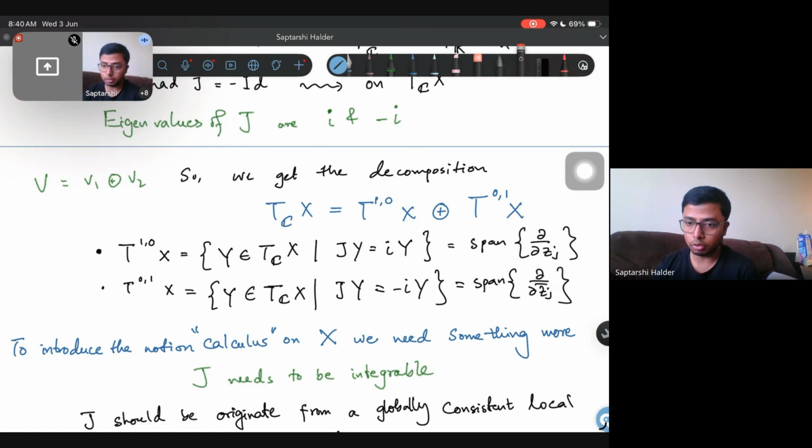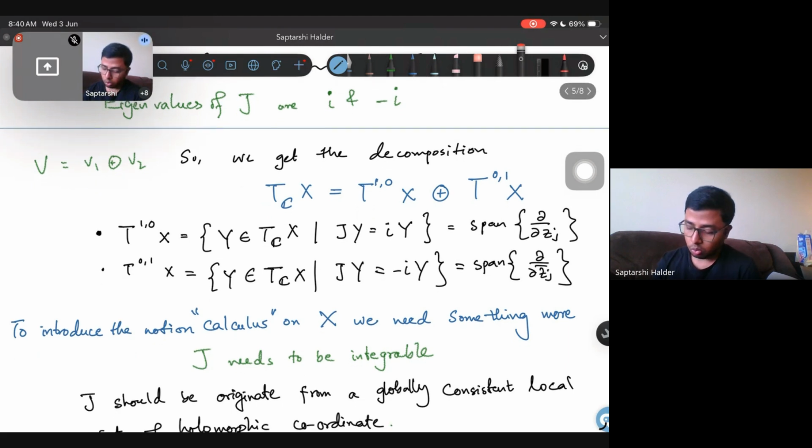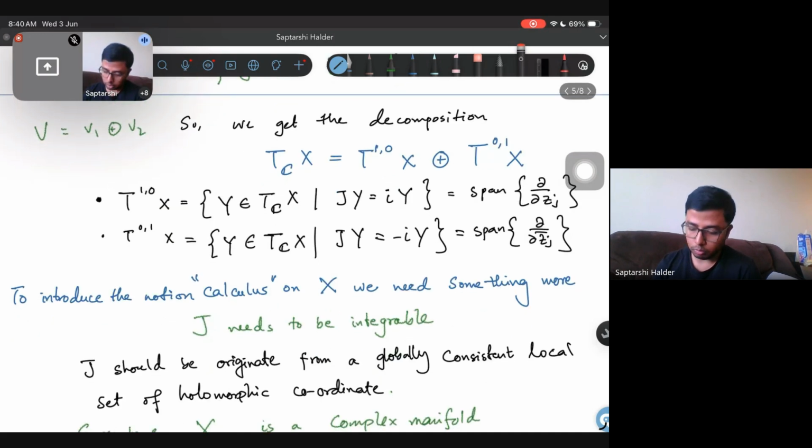The conjugate one. So these are two splitting the part where this TCX can be written as a vector space direct sum of these two things. So what is the need of these things? I will tell you why this almost complex structure is not sufficient to do analysis or calculus on that complex manifold consistently.